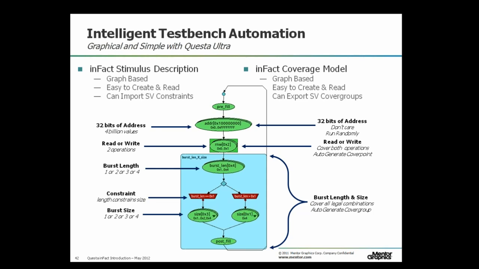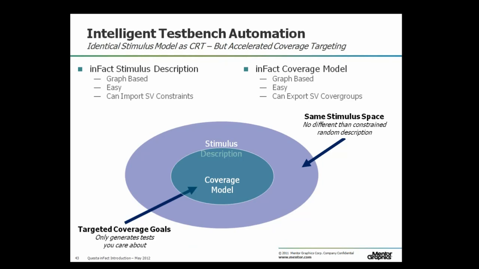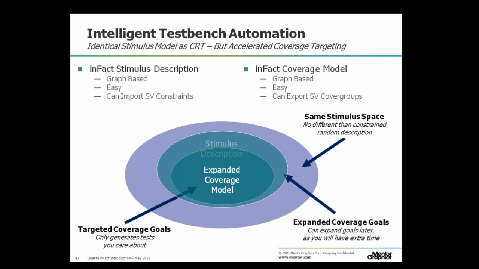So it's no more constrained, it's no less constrained. It's the same exact test space. Except now what I get is I get this. I get a coverage model that I know is consistent with my stimulus description. Now you say, well, if I run this, I'm going to get the coverage fast and then I'm done, and I want to run more tests. Well, that's fine. Expand your coverage model.